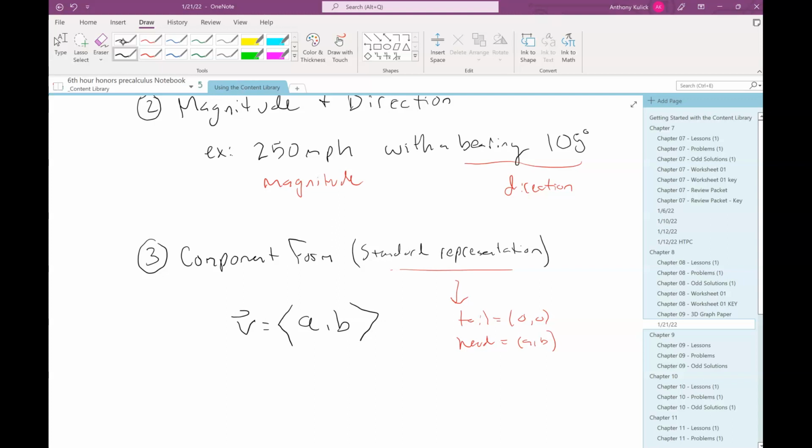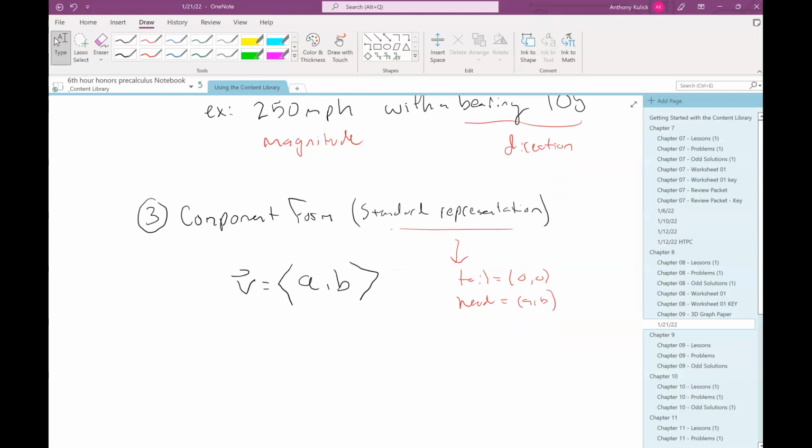Everybody feel cool on that? So a little bit of notation stuff.